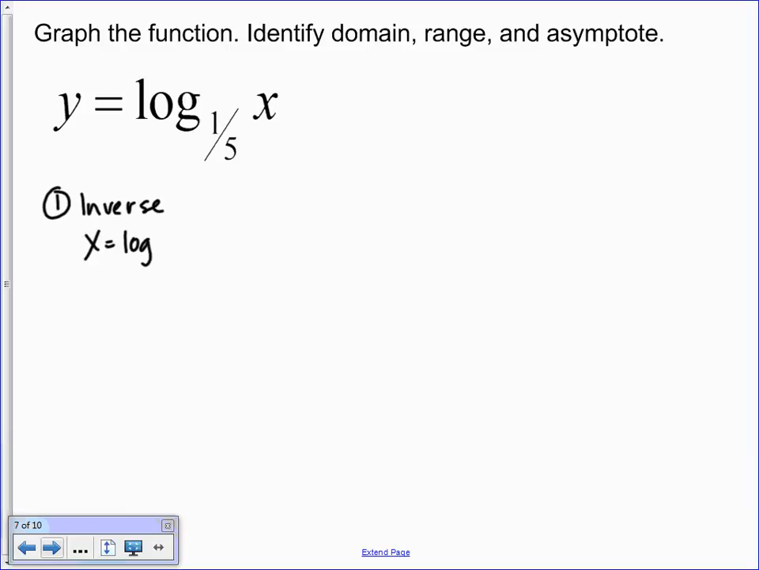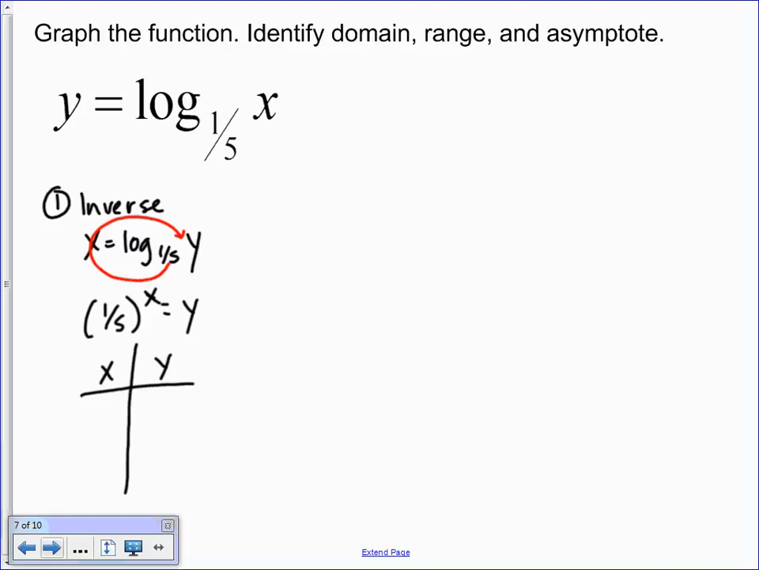X equals log base 1/5 of y. So you switched x and y. You're going to rewrite it in exponential form. So that becomes 1/5 to the x equals y. Some of you might be catching on to a little pattern with rewriting or finding inverses, how they're connected. We're going to make a table of values with this equation that is exponential, using the same numbers we always have, -1 through 2.